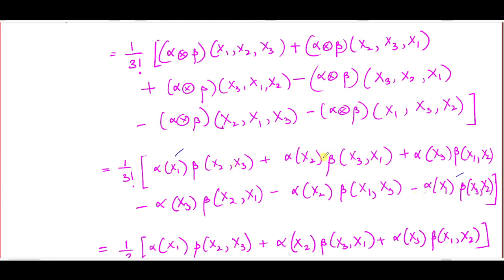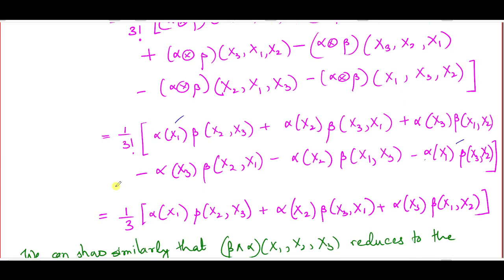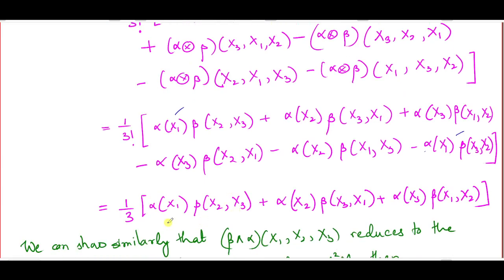In fact, you can easily convince yourselves that this one is the same as this one, with the minus sign taken into account. This one is the same as this one. So actually what you have is twice the top row. And the 1 by 3 factorial now simply becomes 1 over 3 after cancelling out a factor of 2. And this is what you end up with.